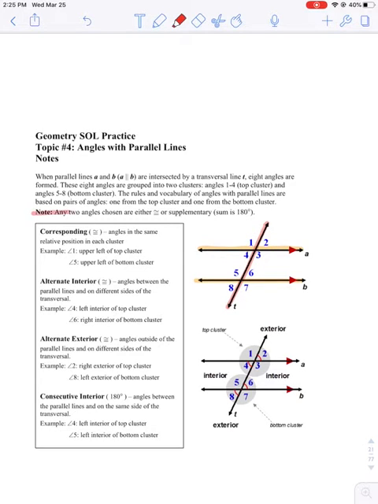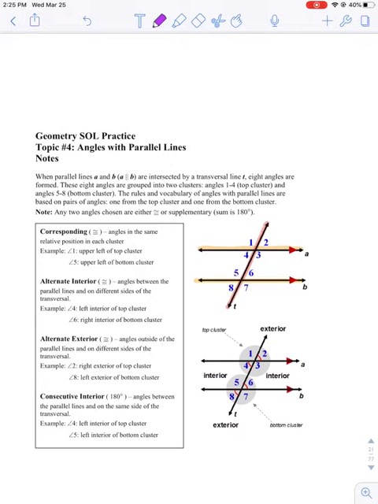This last line, this note, is pretty important. Any two angles in this picture are either congruent, meaning they have the exact same angle measurement, or they're supplementary, meaning they add up to 180. So let's take a look at some of these relationships.